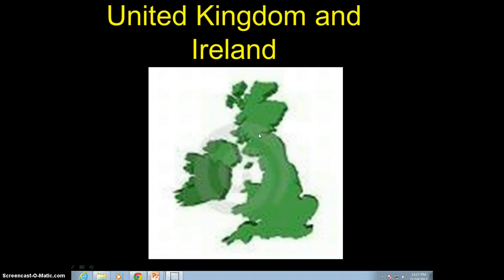Alright, so here are your notes for the United Kingdom and Ireland. Hopefully, you have some notebook paper out that you can be taking notes on so you can use it on your notes quiz tomorrow.